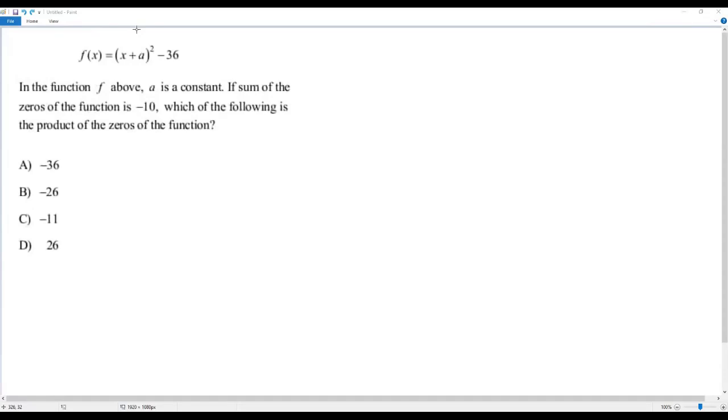Here we have a SAT math problem. Okay, let's go to the question. f of x equals (x + a)² − 36. In the function f above, a is a constant. If the sum of the zeros of the function is −10, which of the following is the product of the zeros of the function?